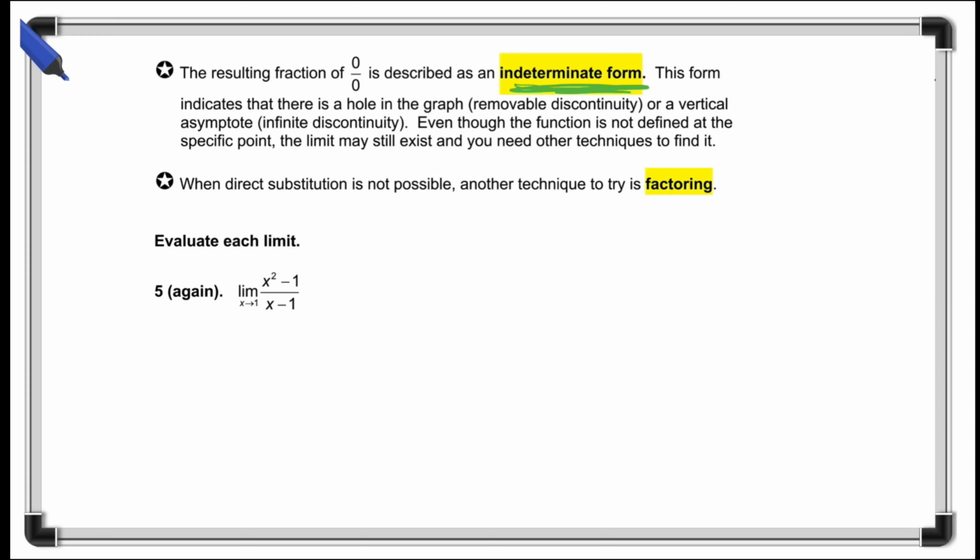Now, when we have direct substitution and we see that it's not possible, another technique that we can try to evaluate our limit is to go ahead and factor. So again, this is the same question which we know got us to 0 over 0, which is our indeterminate form. So what we're going to do is we're going to take our limit as x approaches 1, and we're going to go ahead and factor.